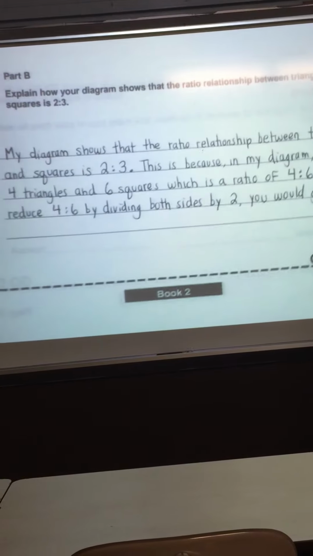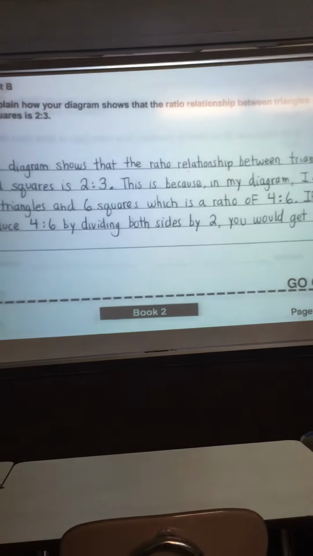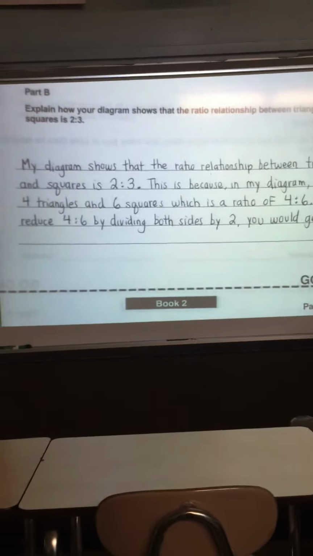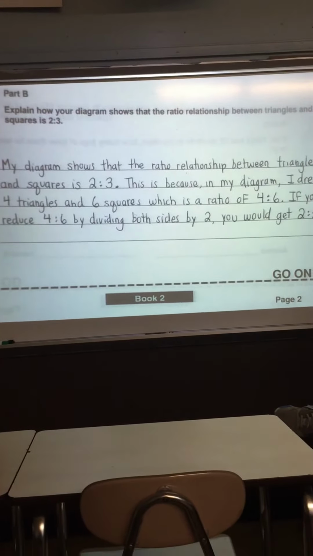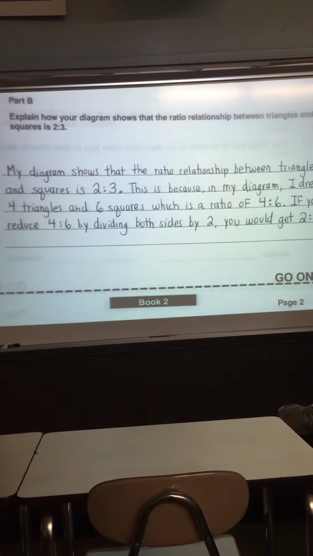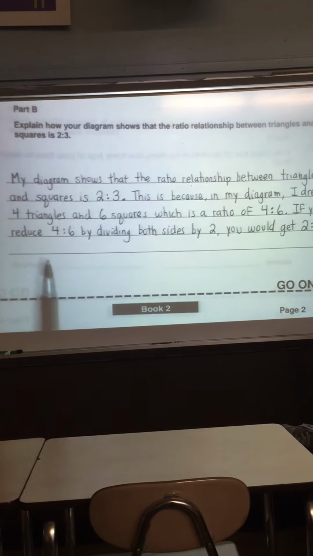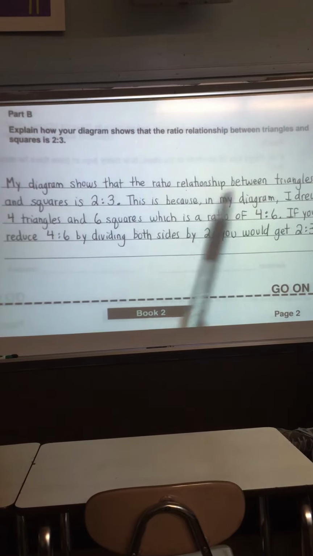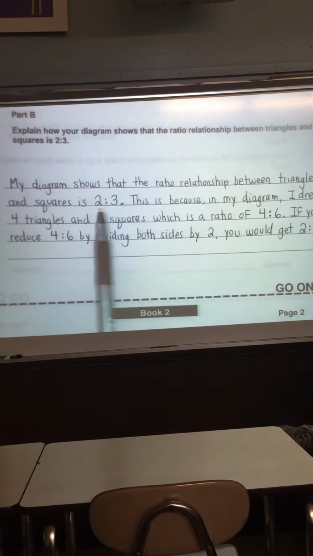For part B, you can see a response that has already been written. This is a sample response that says explain how you know the ratio relationship between triangles and squares is 2 to 3. You do not have to copy this part down, but I do want to read it to you.